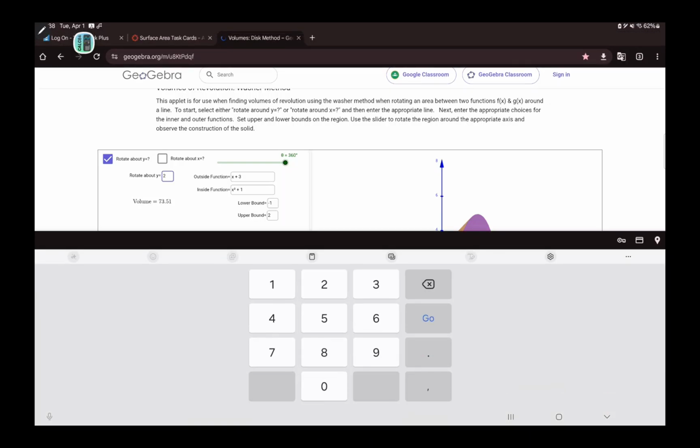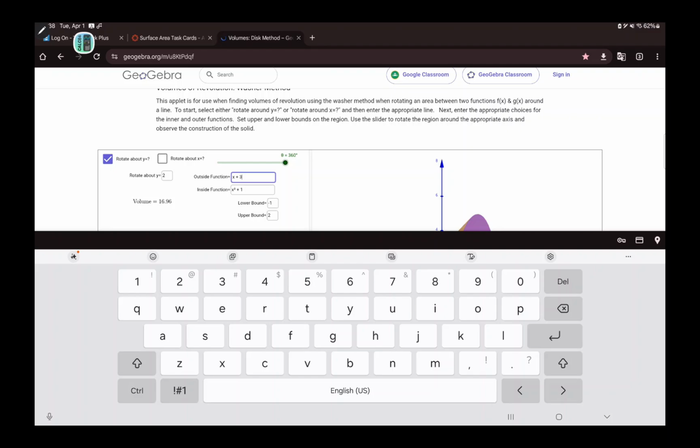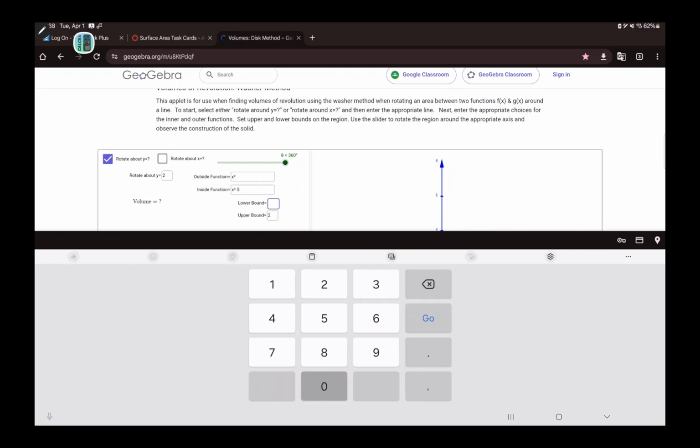It's 2 minus x squared, and what was the other one? Square root of x. Okay. 0 to 1.